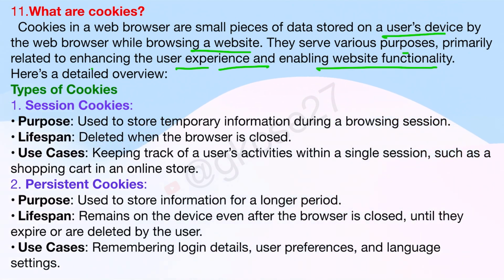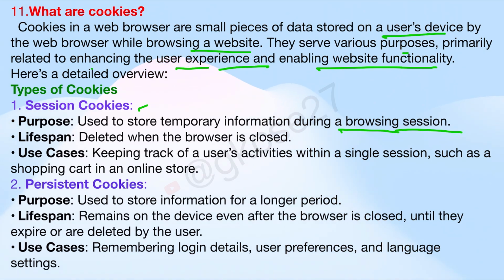See, at first, what are the types of cookies? Session cookies. Session cookie, what is its purpose? Used to store temporary information during a browsing session. So this is used for storing temporary information. Whenever you browse some website, then your temporary information will be stored. Its lifespan is until the browser is closed, then it will be deleted.